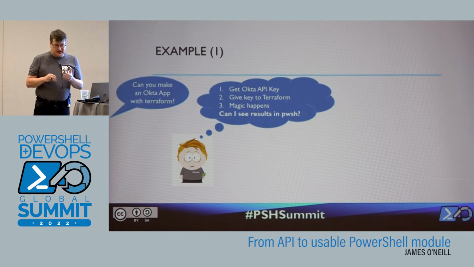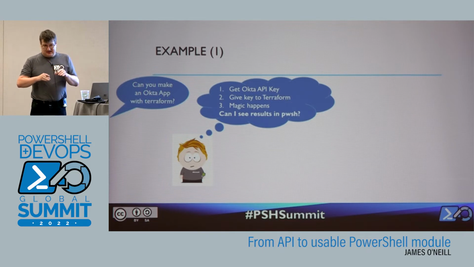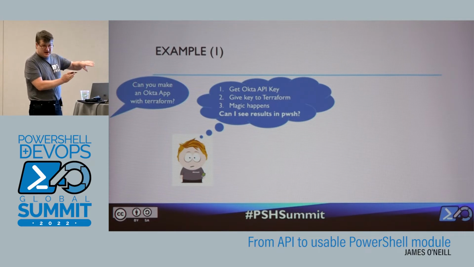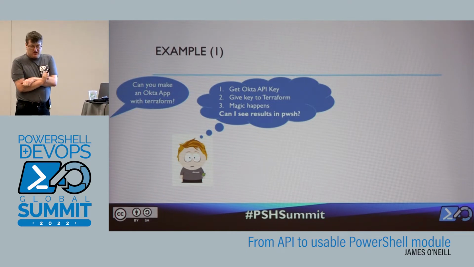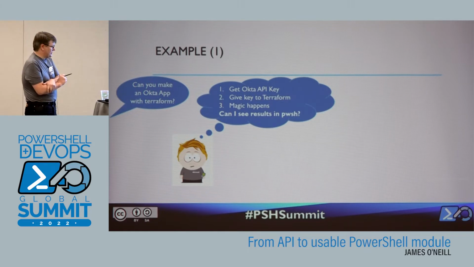So what we do is they give me an API key. I write a bit of stuff that Terraform processes. The Terraform provider does its magic. I don't know what goes on in the Okta Terraform provider. I don't need to know. I just write the little bit of HCL. Magic happens. And I'm sitting there going, I wonder if I can see this from PowerShell.